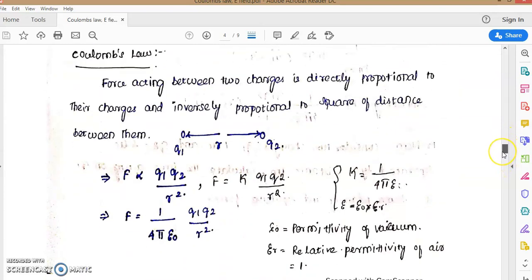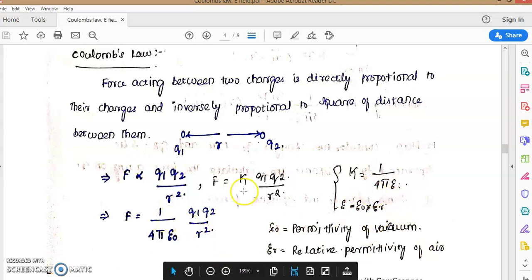See, this is the updated notes. Here, two charges q1 and q2: F is directly proportional to q1 q2 by r square, where the proportionality constant is replaced by the term k, where k is 1 by 4 pi epsilon. Epsilon is nothing but epsilon naught into epsilon r, and epsilon r value is 1. So on substituting in the equation, F is equal to 1 by 4 pi epsilon q1 q2 divided by r square.